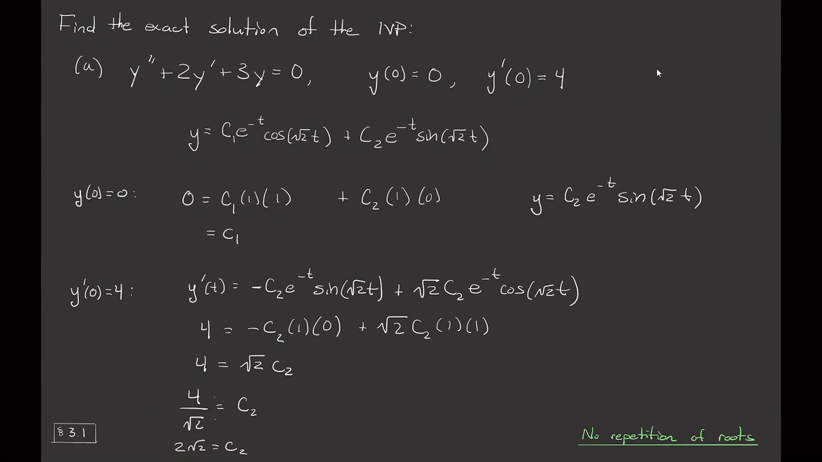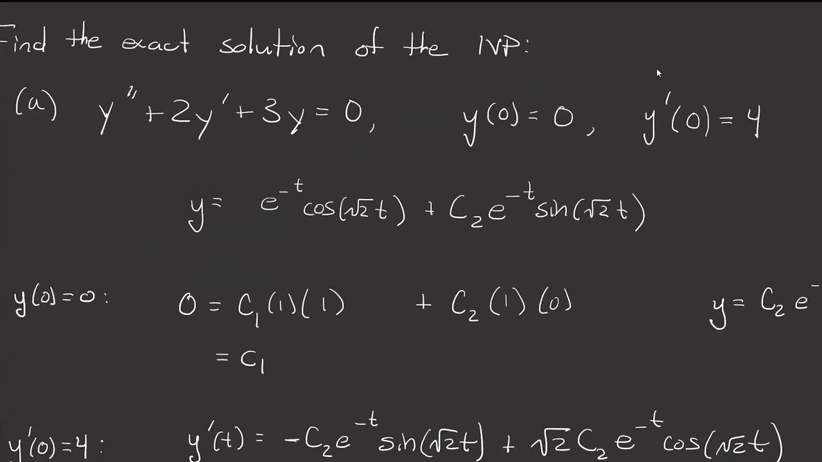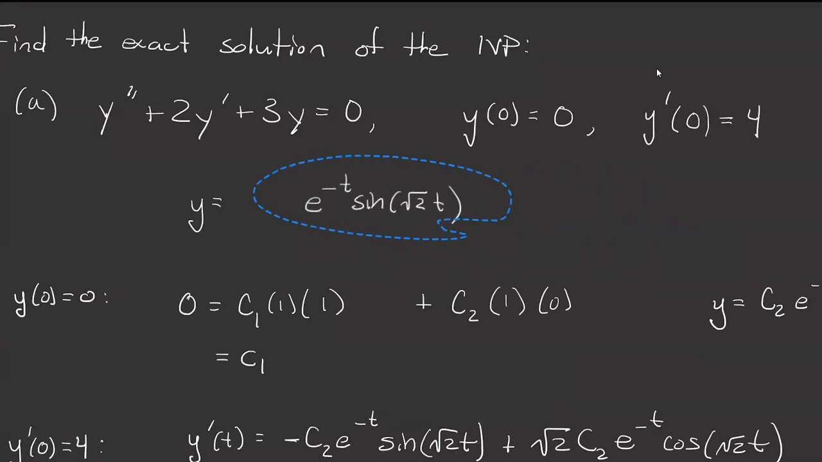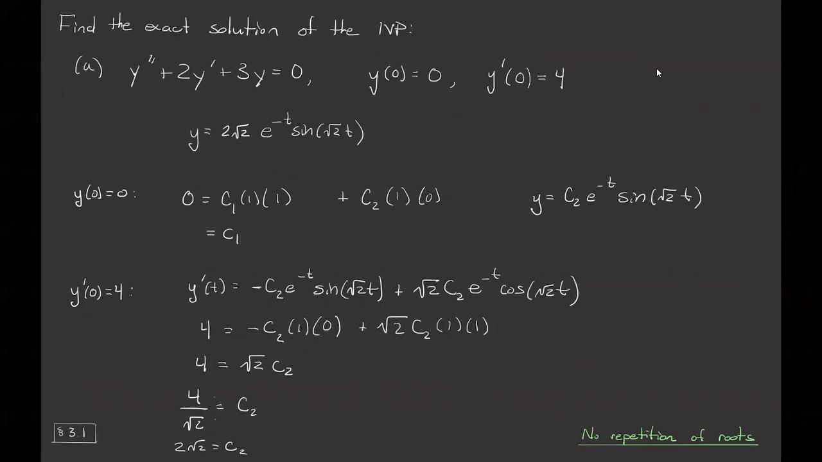Now we can go back, and since we now know C1 and C2, we can just substitute. So I'm going to zoom in a little bit, just so when I erase, I don't erase too much. And what we get is, well, 0, and for C2, like we said, 2 root 2. And now we have our exact solution. Okay, this was all without repetition of roots.